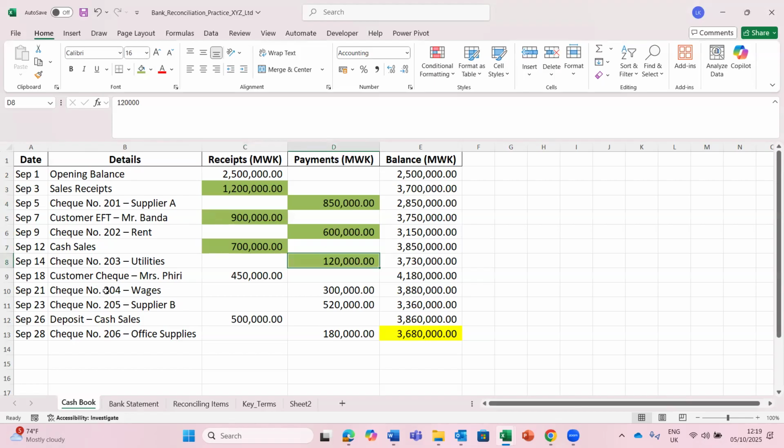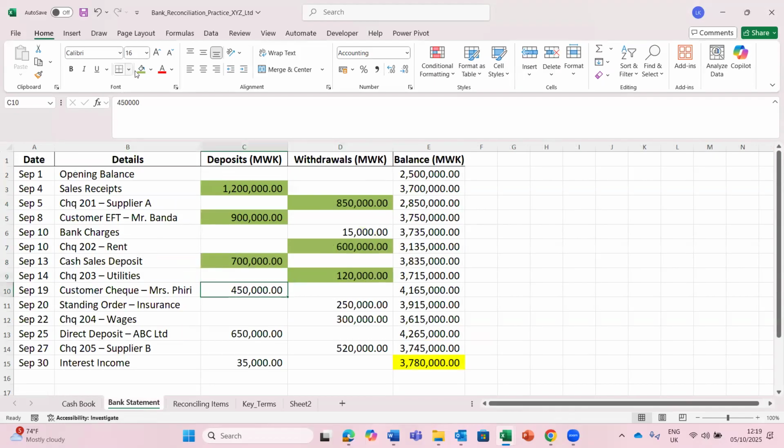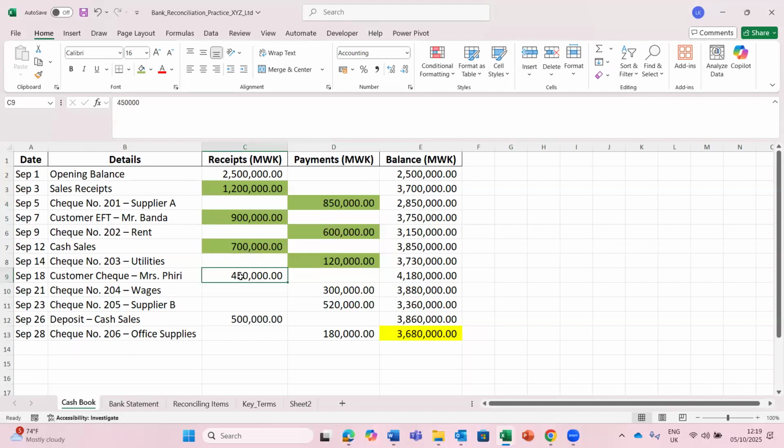And then we have customer check, Mrs. Piri, 450,000. Here what do we have? Yes, 450,000. We have deposits, and there we have receipts. Okay, 450,000. We have check 204, 300,000. Let's see here.